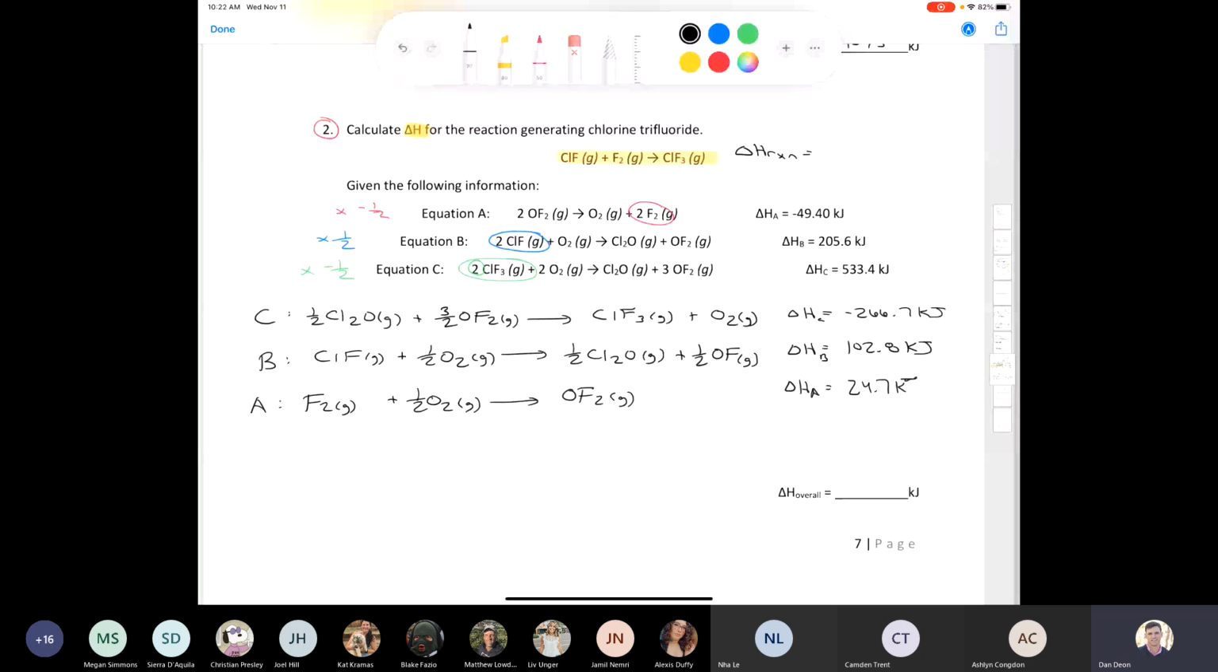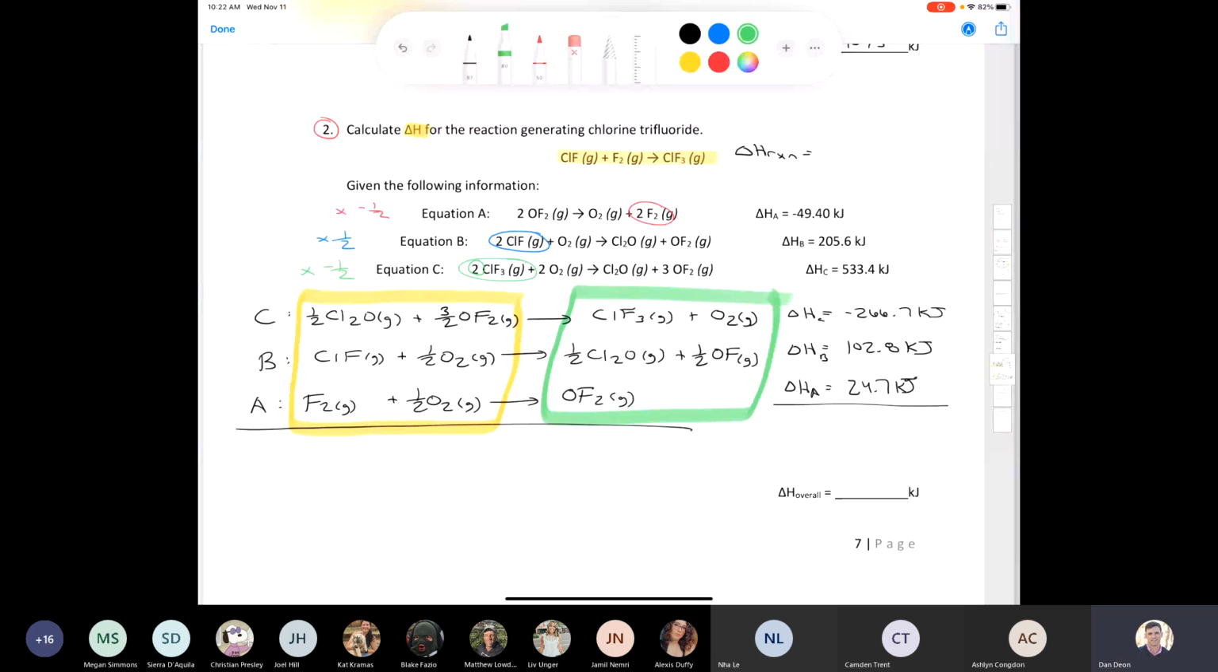Now, again, before you get all excited with yourself and start adding up the delta H's, let's double check to make sure that we manipulated our equations correctly. So we're going to look at all the reactants, and then we're going to examine all of the products. And if there's anything that's the same on both sides, we're going to cancel it out. So look, first thing I notice is the chlorine oxide. So I have 1/2 mole of chlorine oxide. I have 1/2 mole of it here.